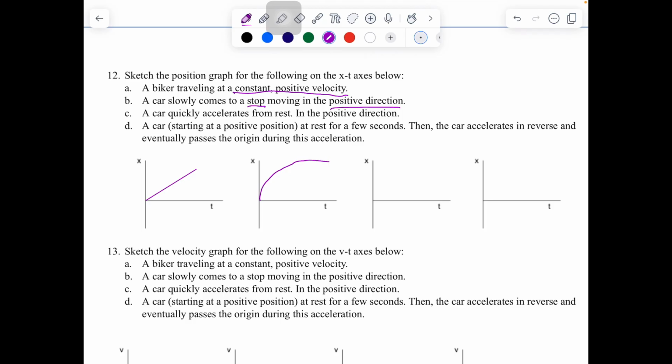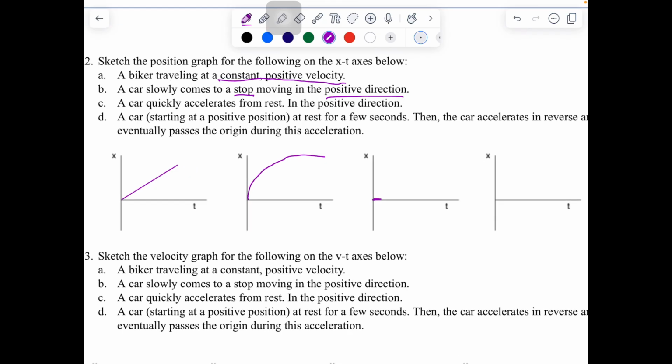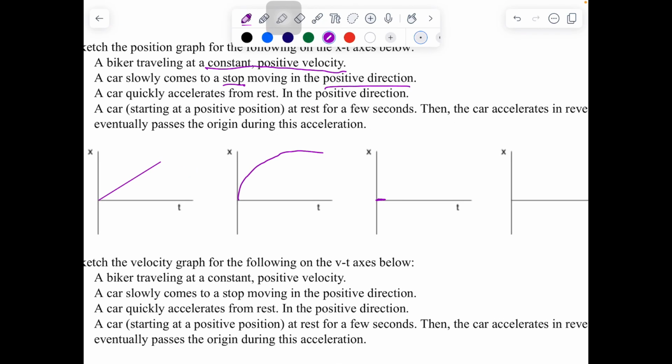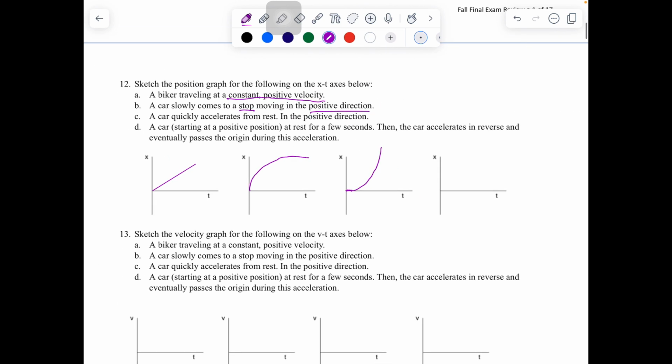A car quickly accelerates from rest in the positive direction. All right, we're accelerating, we're speeding up is how this word is used in this sentence. So, we're starting at rest. Rest is just flat, right? Slope is your velocity, so if we're at rest, our slope to start out with should be 0. But we're not at that velocity forever. It's changing. We're speeding up. The slope should get steeper. In the positive direction, we're speeding up. Remember, a steeper slope on a position time graph means a faster velocity.